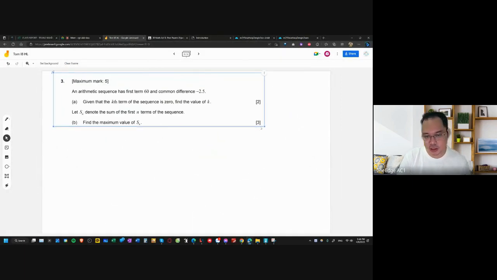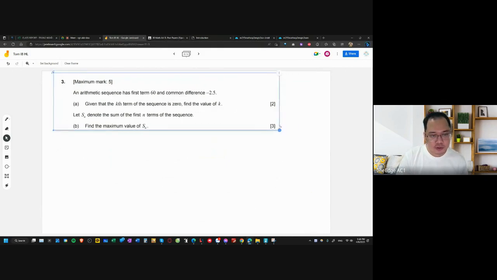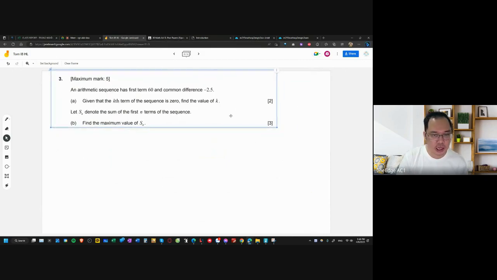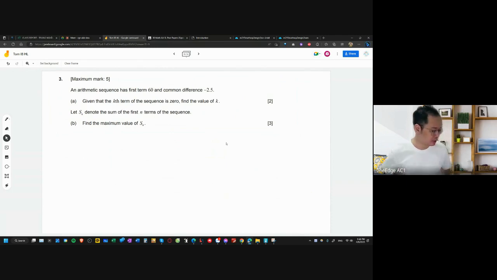Arithmetic sequence. The first term is 60, and the common difference is minus 2.5. Given that the kth term of the sequence is 0, find the value of k. Just use the formula in the booklet. Write the expression for the kth term. The kth term is the first term added with k minus 1 times the common difference. Okay, open the booklet and write that.